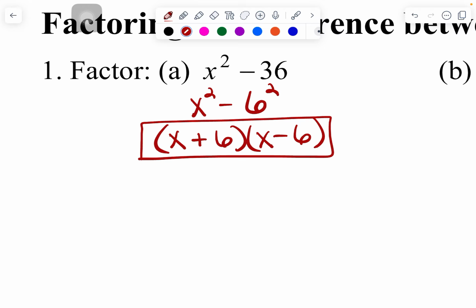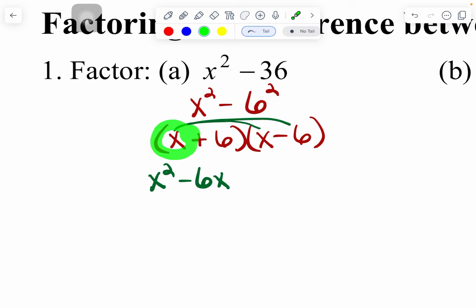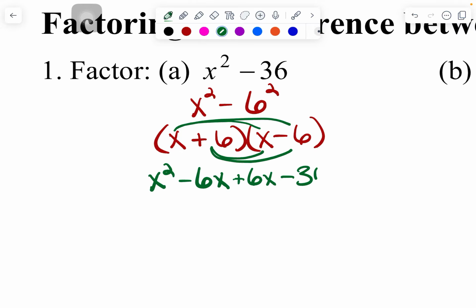Now, if you don't believe me, you're looking at this going, there's no way, that's not it. Well, what you can do, I'm going to take the box off, is you can check your work. I do this all the time, but this time I'm actually going to show you what the check looks like. So x times x, that's my x squared. X times negative 6, negative 6x. Now this x is fully distributed. Now I want to distribute that 6. So positive 6 times x, plus 6x, and then positive 6 times negative 6 is negative 36.